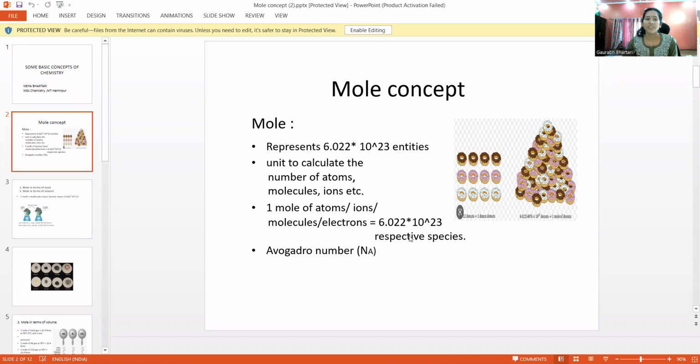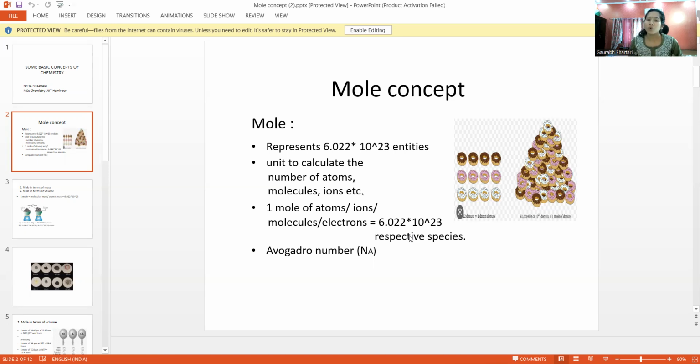Now, for the mole concept, in order to understand this from a very basic point of view, for example, if we say a dozen, what number comes to our mind is the number 12, right? Similar is the thing with mole. If we say mole, what we mean is 6.022 into 10 raised to the power 23 entities. If we say a dozen of donuts, we mean 12 donuts. Similarly, if we say a mole of donuts, we mean 6.022 into 10 raised to the power 23 donuts.